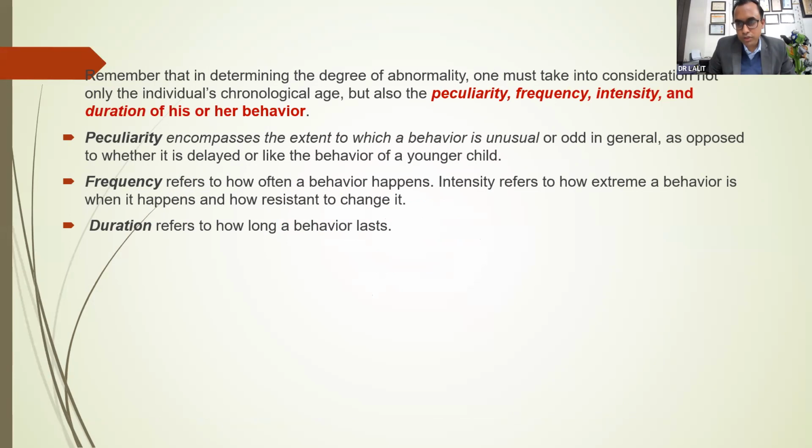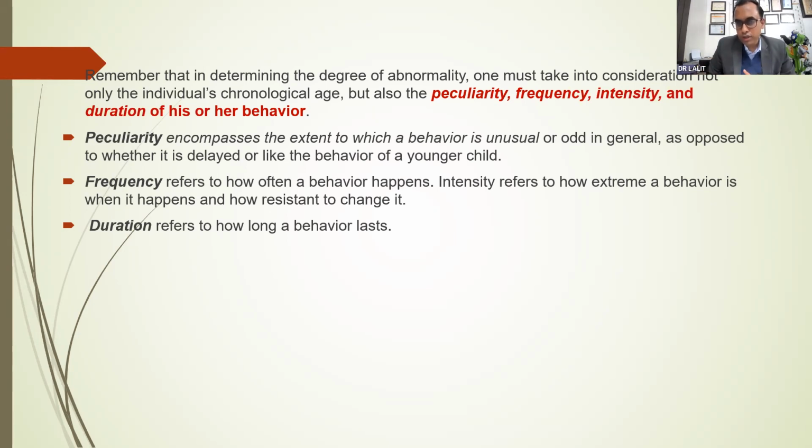But the important thing which needs to be taken into consideration is what things need to be taken while doing the scoring. So remember that in determining the degree of abnormality, one must take into consideration the most important age, which is the chronological age of the child. Along with the chronological age, you need to take into consideration the developmental age plus the behaviors he is showing. That is what we call the direct observation which we are doing during the assessment.